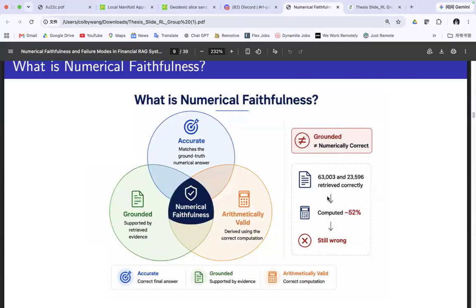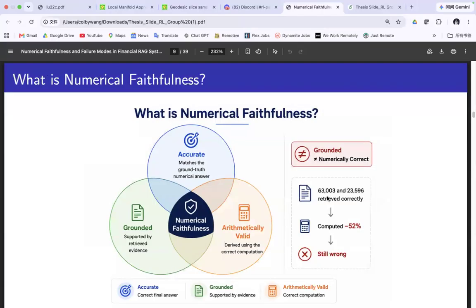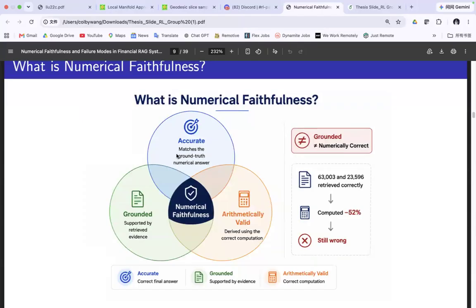Now let's give a concrete definition of numerical faithfulness. I decided to divide it into three components. The first component is grounded. Basically, the answer is supported by the retrieved evidence. Let's say the model claims that the revenue for, say, 2021 is 63,000. We should be able to locate this number in the retrieved document.